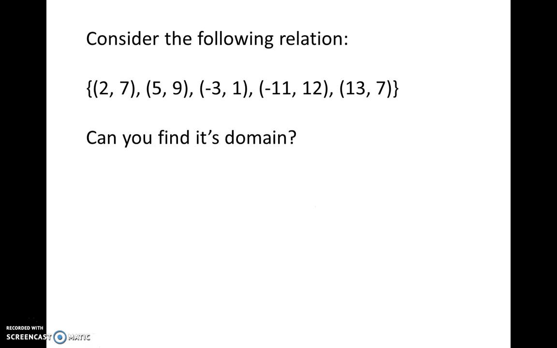So you may recall that we were talking about relations and how there are domains and ranges. The domain is all of the inputs or all of the x values, and the range is all of the outputs or all of the y values. So for this particular relation that you see here, can you find its domain? I would suggest that we start listing in order from least to greatest all the x values, and that would be the domain. And then the range would be all of the outputs or all of the y values. That would be 7, 9, 1, 12, and 7.